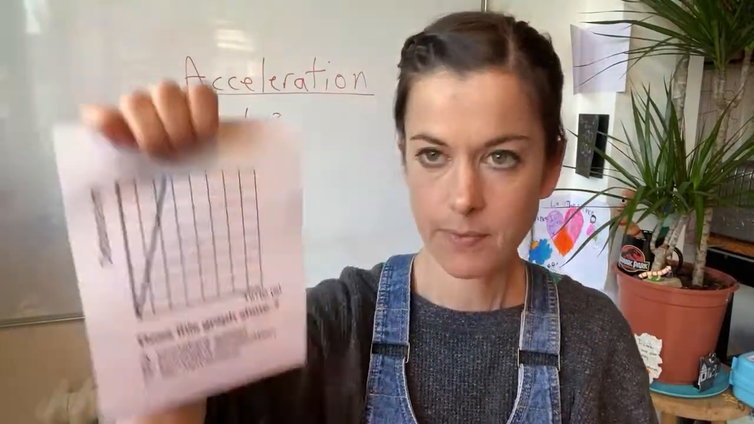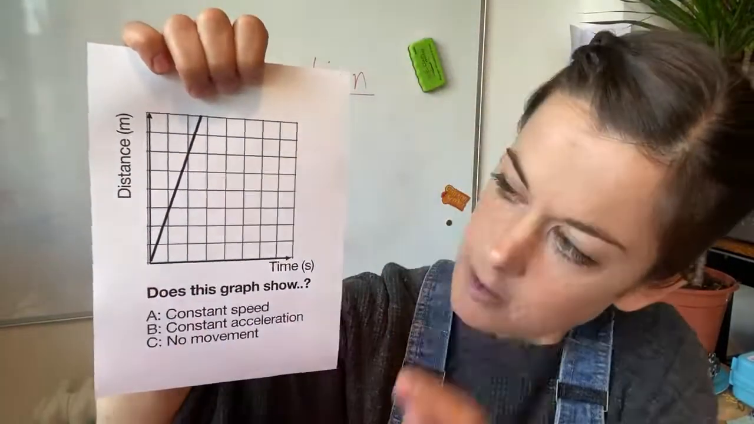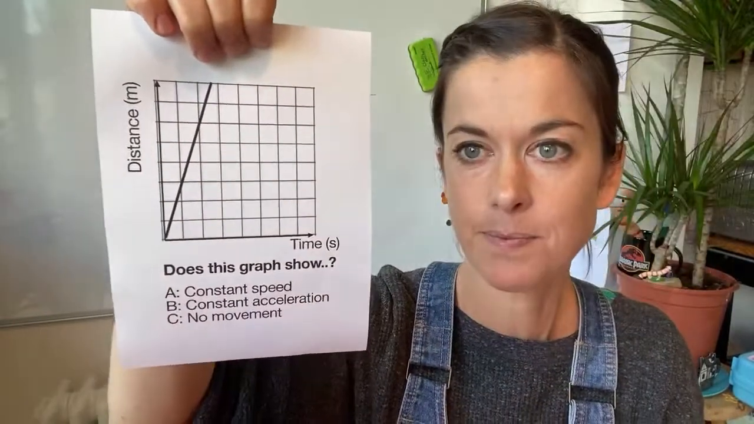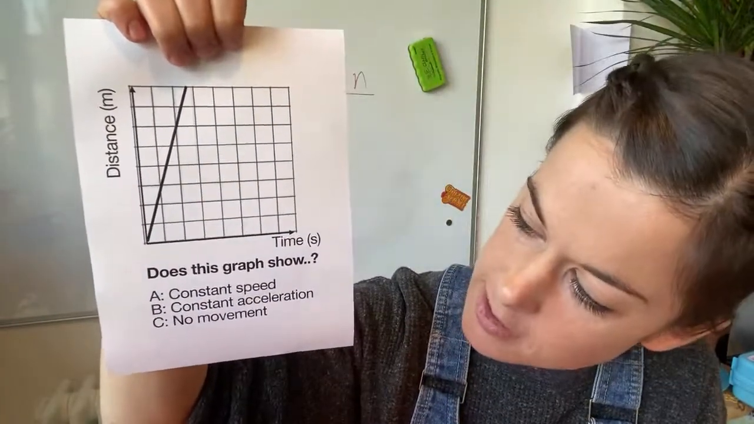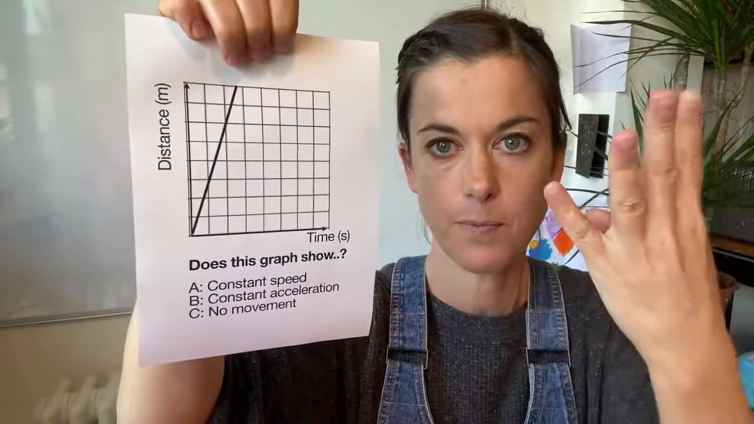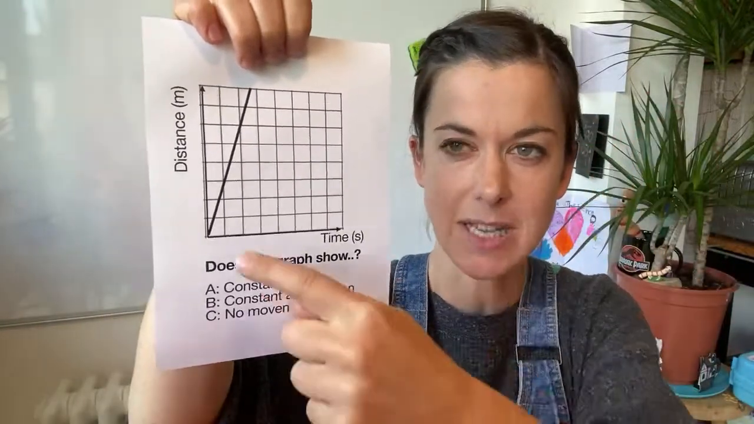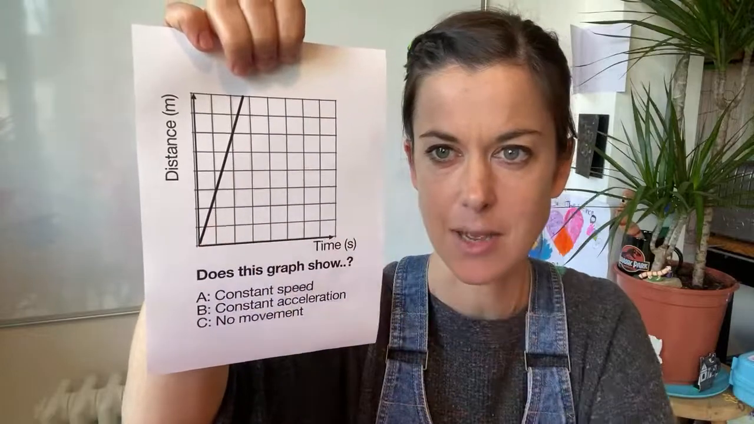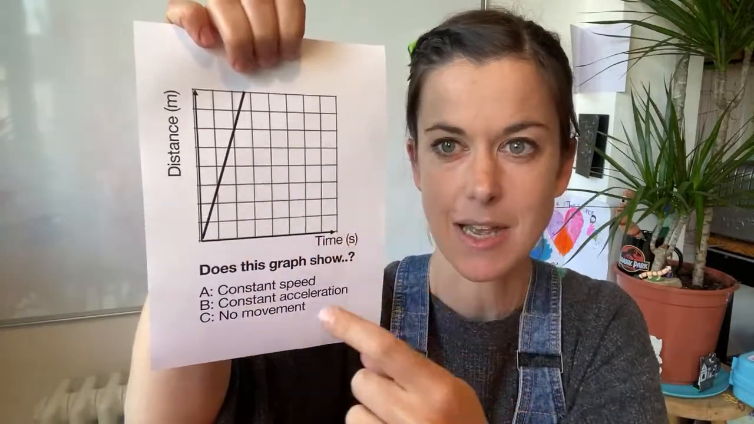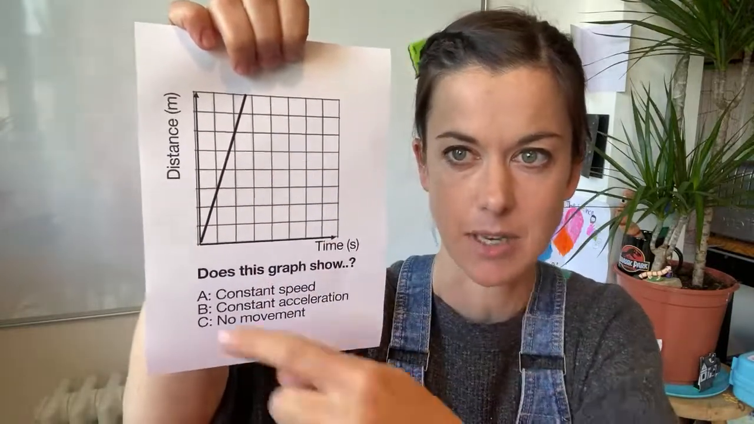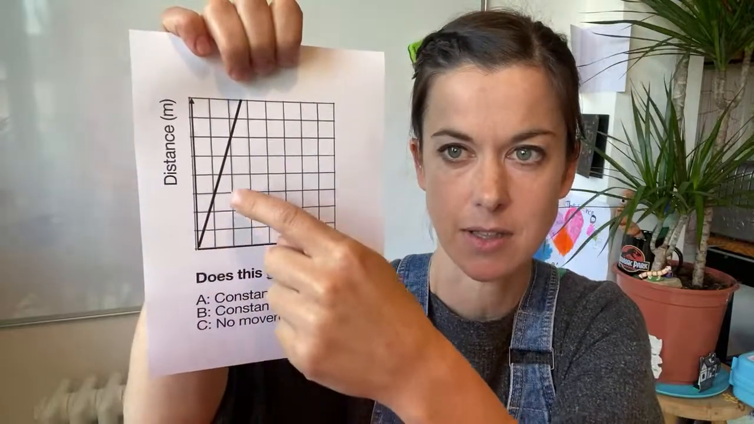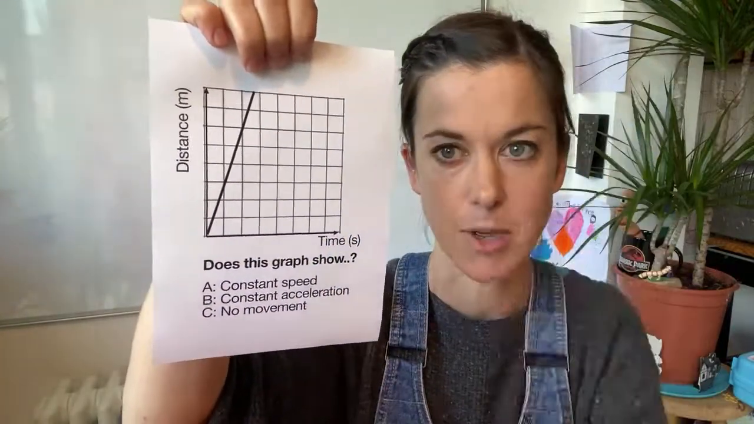This one, distance time graph, steep horizontal line. Is that moving at a constant speed, constant acceleration, or no movement? 5, 4, 3, 2, 1. It's obviously moving because distance is increasing as time goes by, but it's a distance time graph, so that line is showing us a speed. So it's travelling at a constant speed. It's going the same amount of distance every second that goes by. Constant speed. Well done.